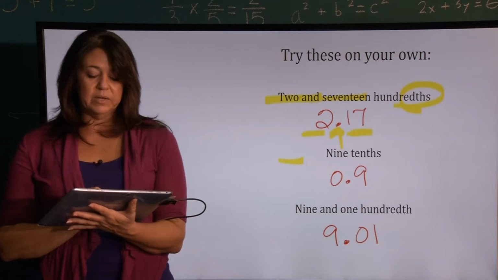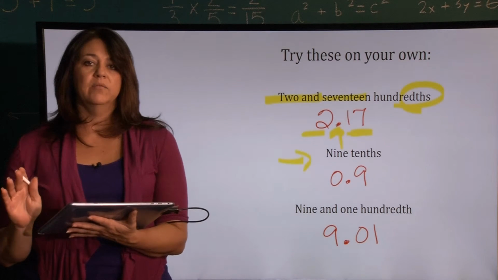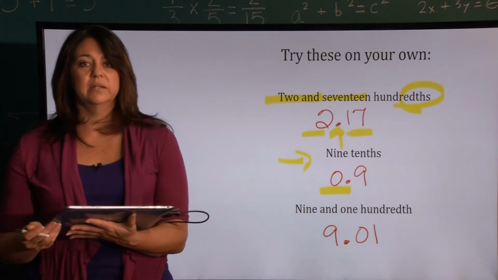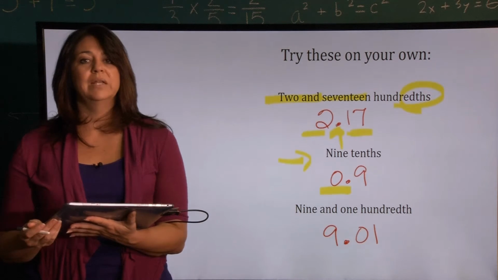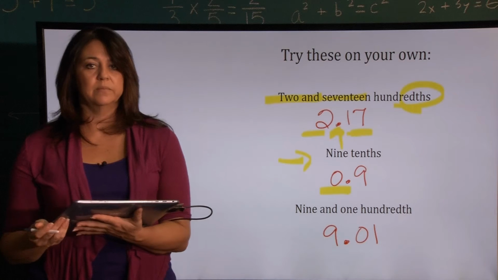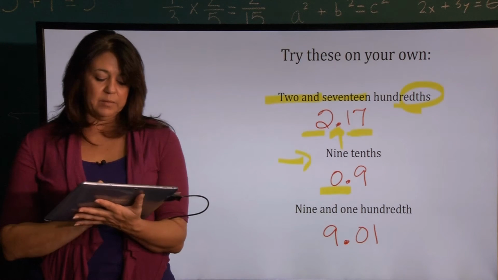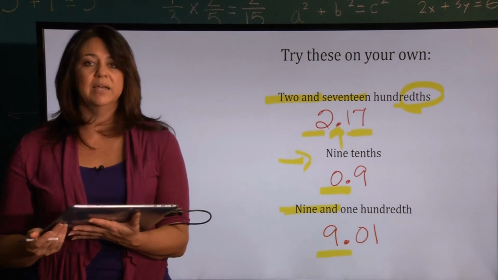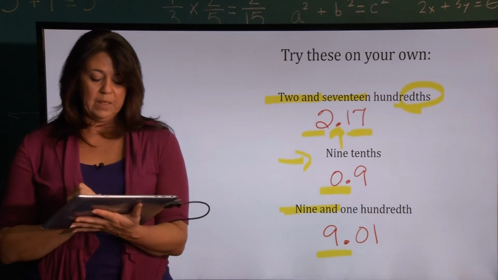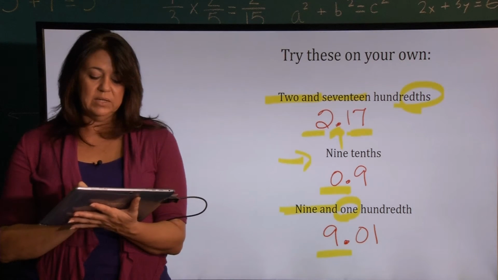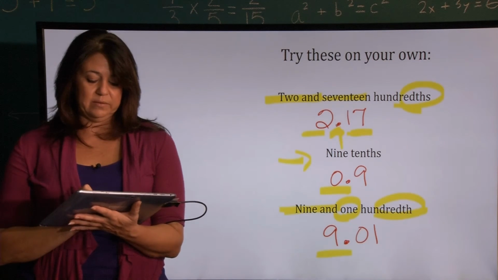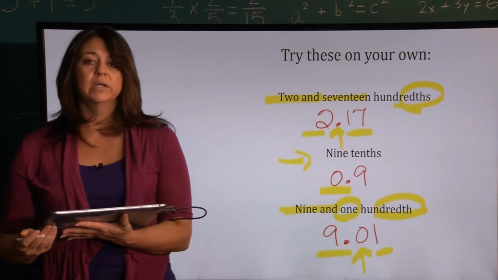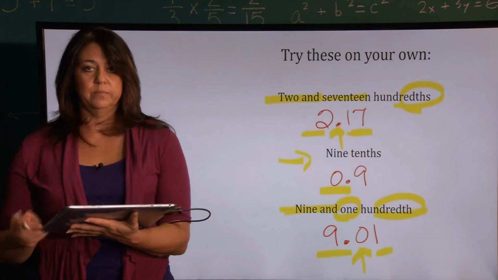In this example, 9/10, we do not have the word "and", which means you're going to start with 0 and then the decimal point. And we want a 9 in the tenths place. In this last example, we have 9 and, so you put the 9 and then your decimal point. And I want the digit 1 in the hundredths place. So I use a 0 as a placeholder, and the 1 goes in the hundredths place.